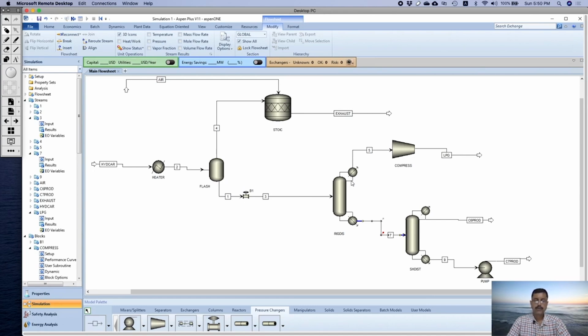So this is the conclusion of this small exercise on hydrocarbon treatment. So we have developed the model of hydrocarbon treatment method in the Aspen simulation domain, and we have run the simulation, we have analyzed the results, and we have done a few case studies on that. Okay, thank you.